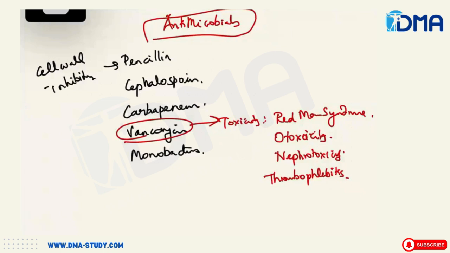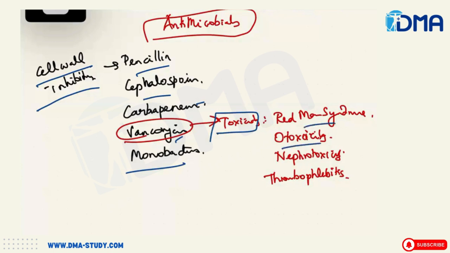Anyway, it's okay. So I was just thinking about the antimicrobials, the cell wall inhibitors, where penicillin, cephalosporin, carbapenems, vancomycin and monobactams, all these are cell wall inhibitors. The one MCQ which can come for this is vancomycin, where the toxicity of vancomycin could be Redman syndrome, ototoxicity, nephrotoxicity, and thrombophlebitis. This Redman syndrome is the most important MCQ.